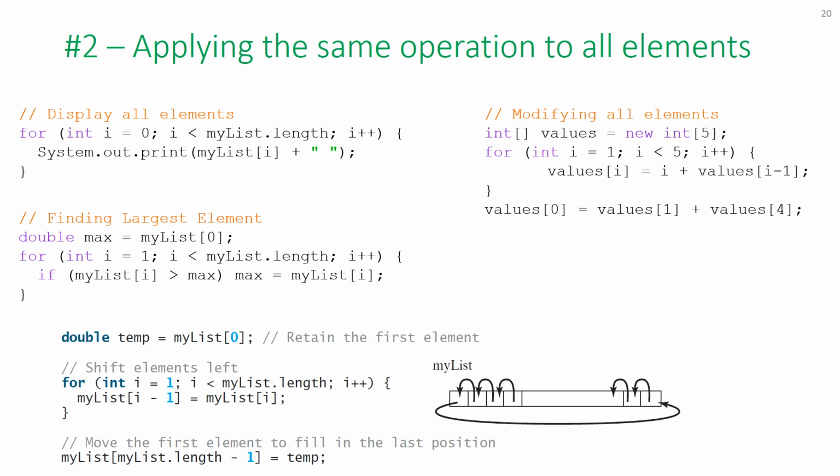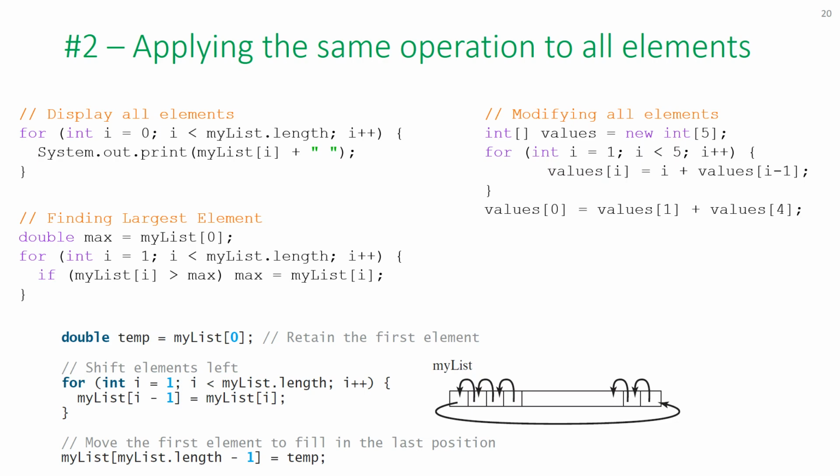So temp is just a double. I'm going to save the value of my list index 0, the one that would be crushed otherwise, when I shift all my values to the left. So I saved that value of my list index 0 inside the variable temp.